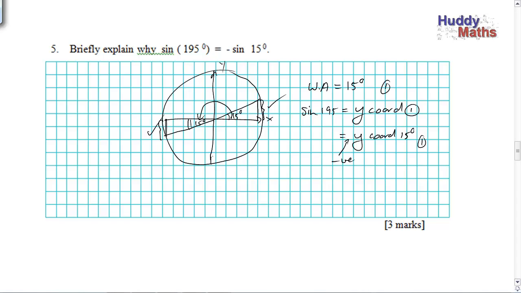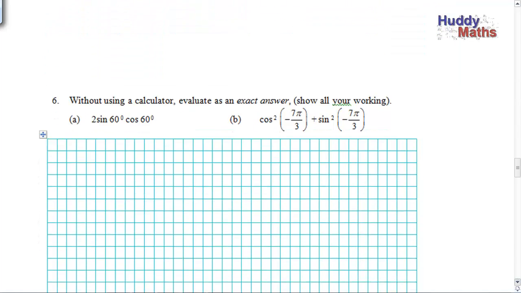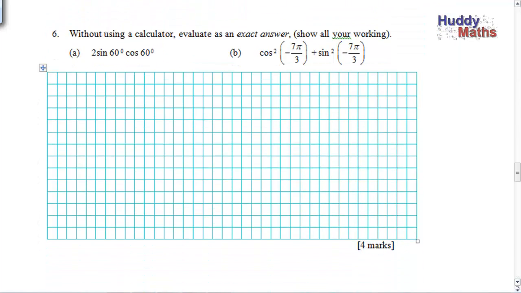Okay, let's go on and have a look now at question 6. Easy peasy. Did you think so though? I wonder. Get rid of these degrees later on, because in specialists you don't actually use degrees much at all. Okay, so sine 60, cos 60.